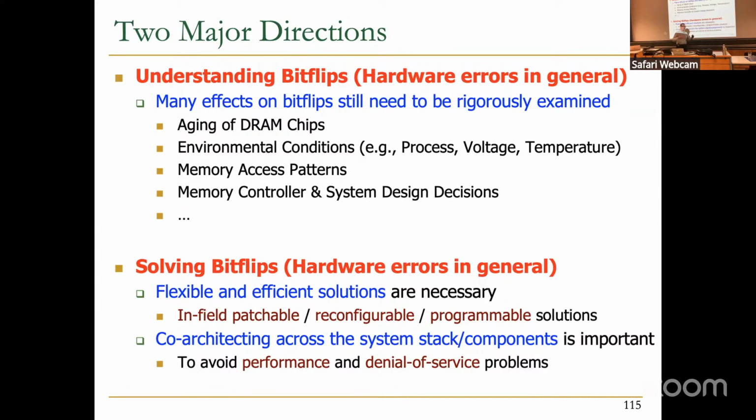But memory is much bigger fraction of the hardware that we have, and there's more to be investigated in memory as well. There are many effects on bit flips that are still not rigorously examined. Aging, for example, aging effects are very difficult to examine. We tried it so far unsuccessfully. There's more to do in that area to understand the effects of aging.